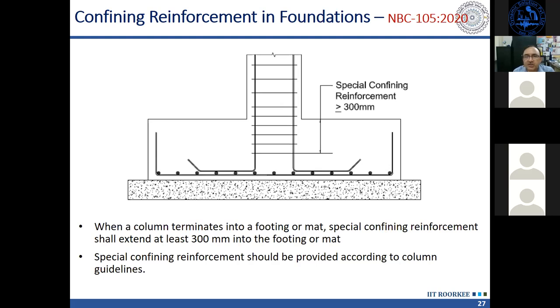So we have to provide special confining reinforcement there also. And that special confining reinforcement has to continue into the foundation for a length of more than 300 millimeter. So for 300 millimeter length, this special confining reinforcement will continue into the foundation also, so that here we get good ductility.